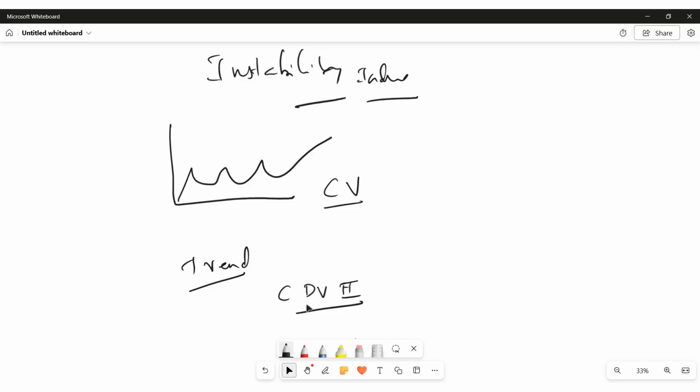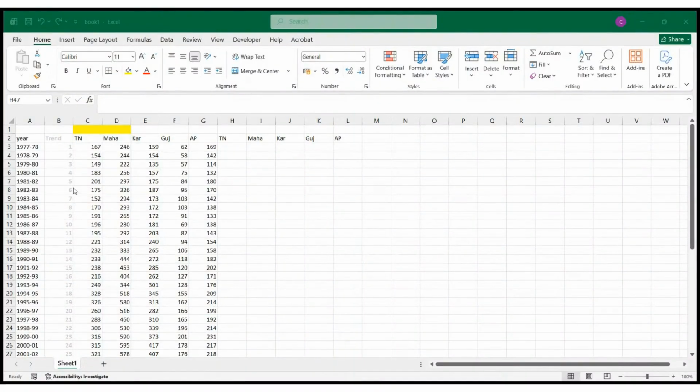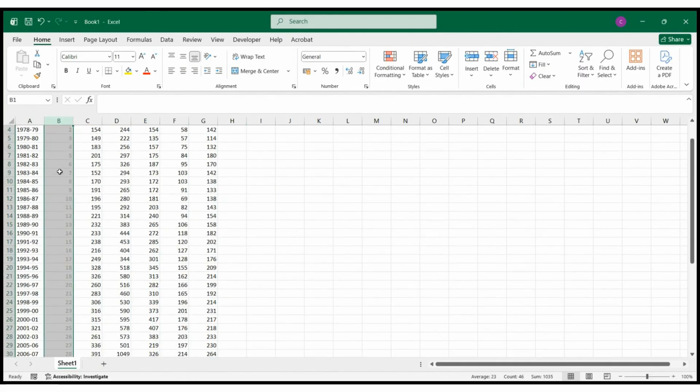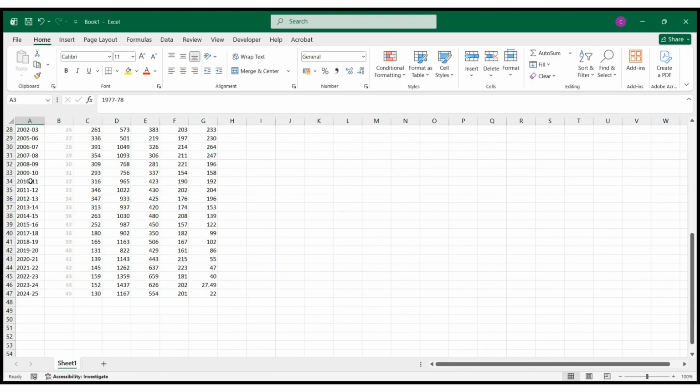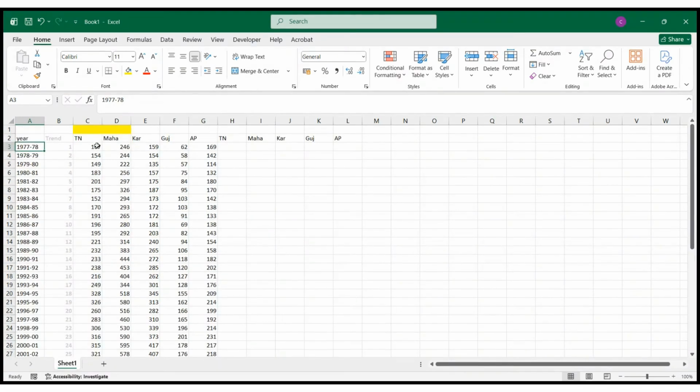So in order to calculate this CDVI, let's get into our Excel data set. So this is our data set. Here I have different states and their area for a particular crop. Here I have taken the time series data starting from 1977 to 2024-25, and state-wise area for certain states. So the first thing we need to do is calculate the forecasted values for each year and for each state.